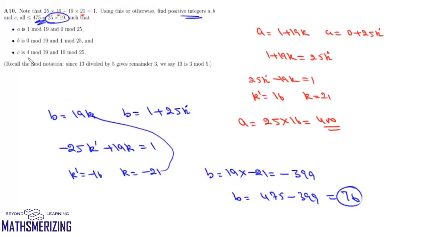And finally for c, it is given that c is 4 modulo 19. So c will be 4 plus 19k, and it will be equal to 10 plus 25k dash.